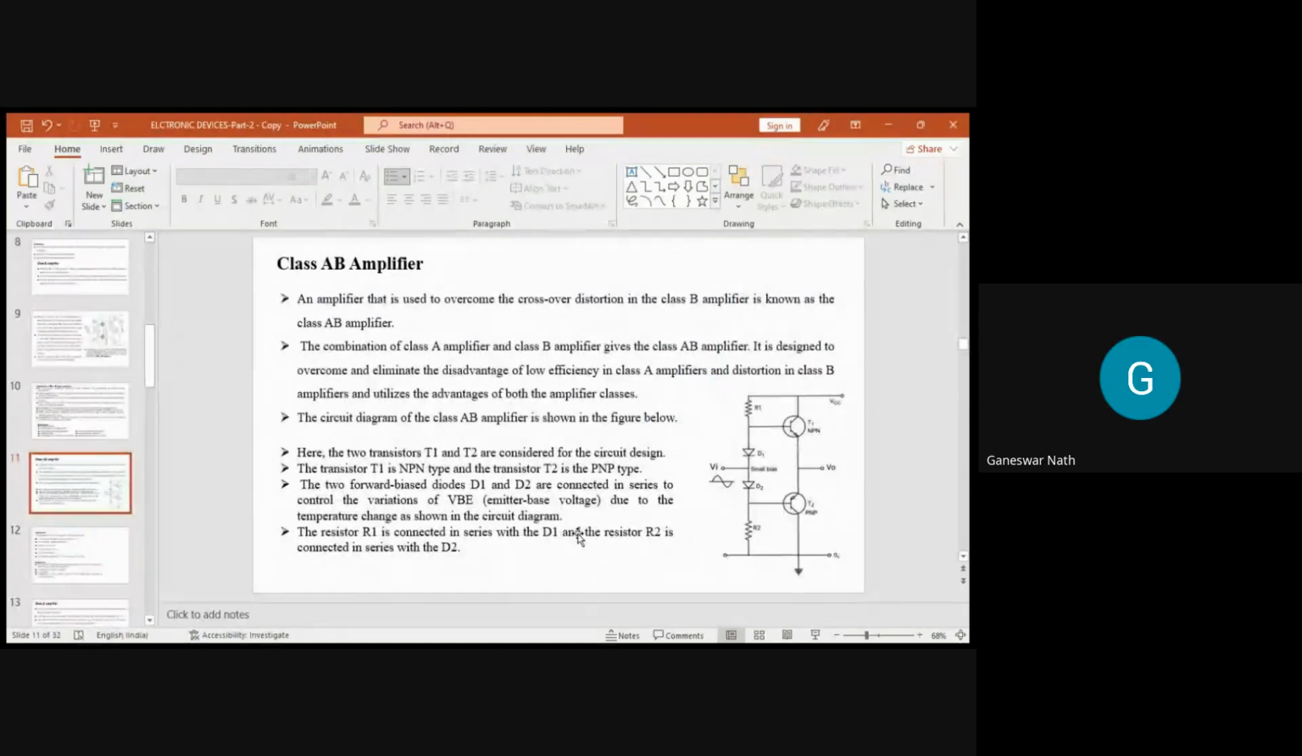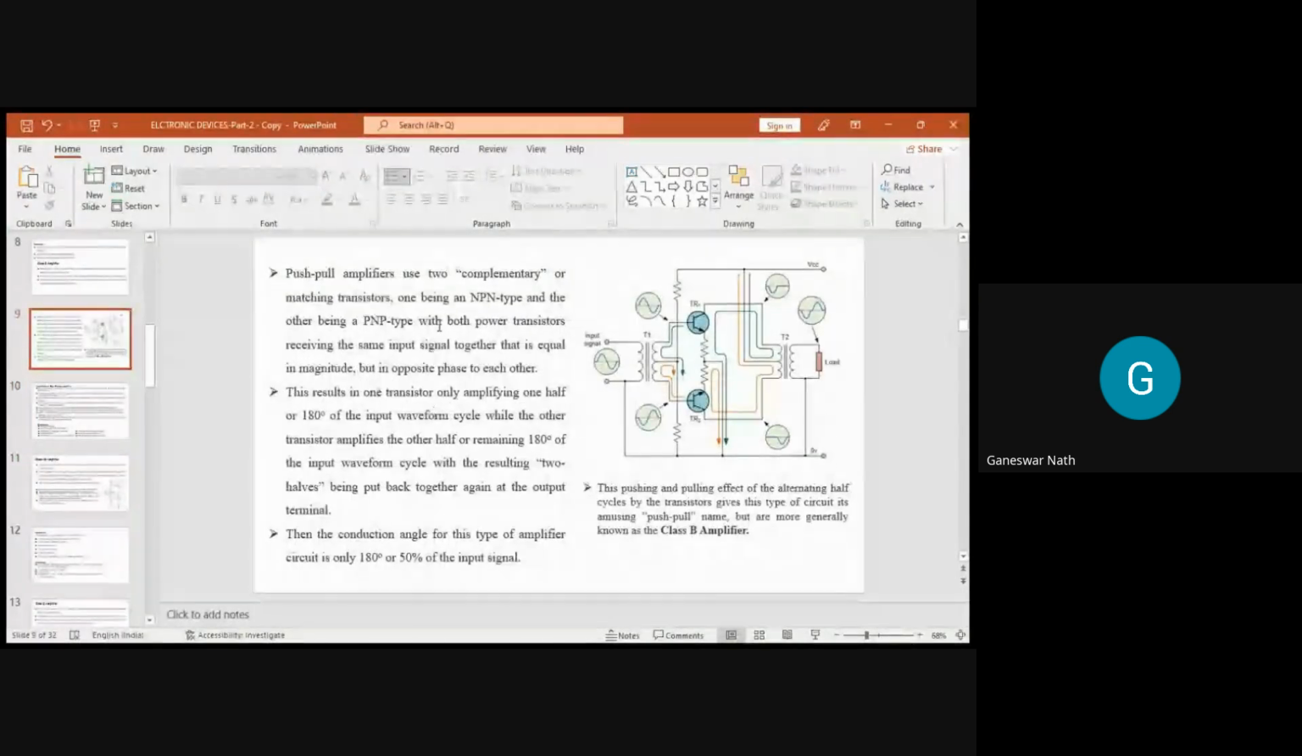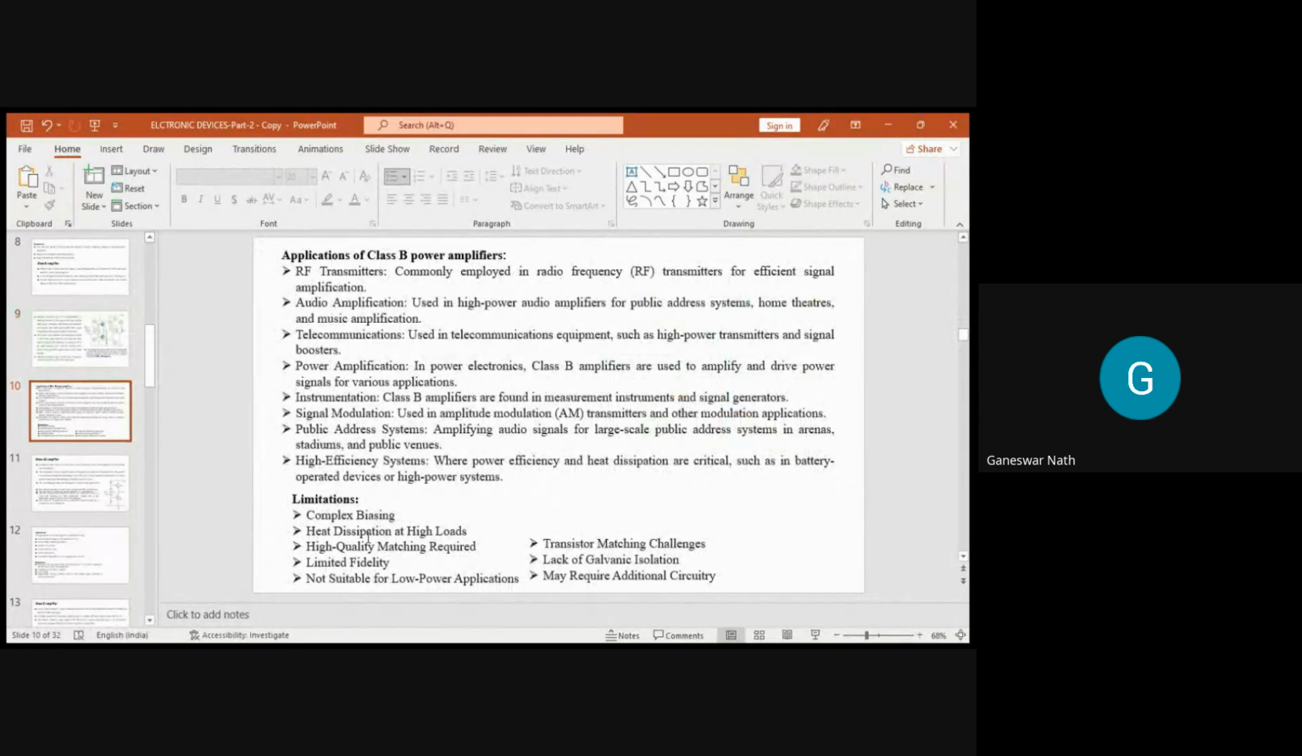Okay. Now, these are some of the applications of the class B amplifier, because I have described the circuit, and these are some limitations that we can find. While you discuss the class B amplifier, you will find this amplifier has application in RF transmitters, and also audio amplification, telecommunication, power amplification, instrumentation, signal modulation, public address systems, and high efficiency systems. Okay, so all these you can find as applications here, and these are limitations.